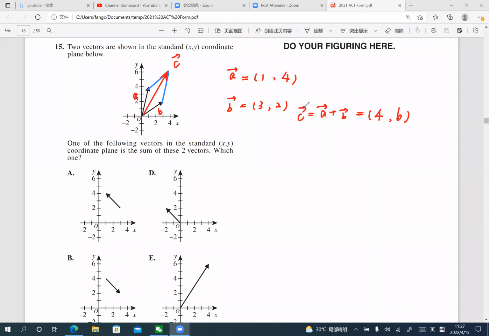Two vectors are shown in the standard xy coordinate plane below. One of the following vectors in the standard xy coordinate plane is the sum of these two vectors. Which one? So from the graph, we can tell vector A and vector B are both position vectors. Vector A equals 1 and 4. Vector B equals 3 and 2. And the sum of vector A and vector B should be equal to vector C, which is equal to 1 plus 3 is 4, and 4 plus 2 is 6. So vector C equals 4 and 6. So we should choose option E.